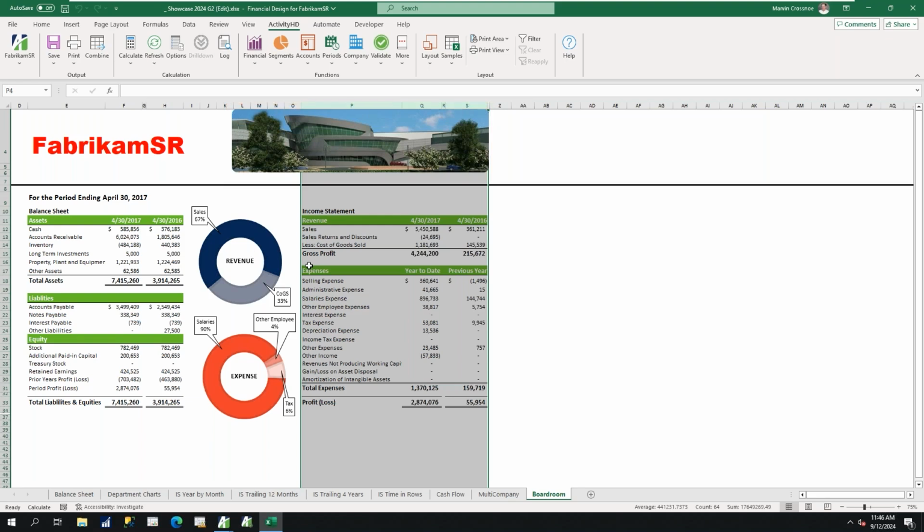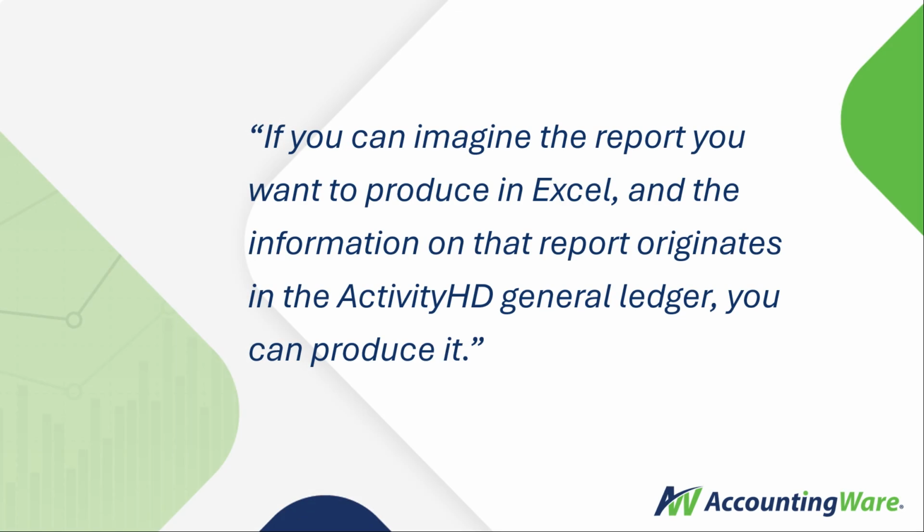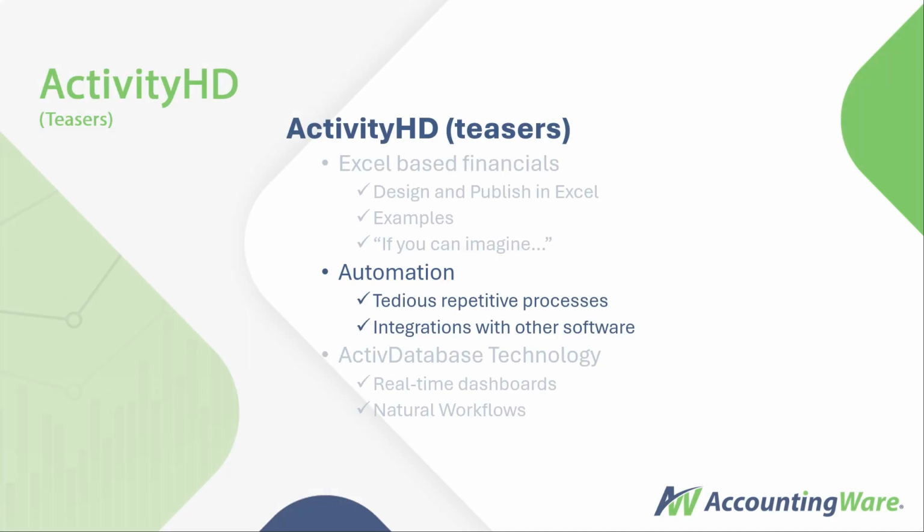And every number on every one of these financials is drill-back enabled. Remember, if you can imagine a statement in Excel, you can produce it in ActivityHD. This brief introduction to Excel financial reporting shows you how different the ActivityHD solution is to other financial report writers. The second unique feature of ActivityHD is automation, which is an integral part of the system.